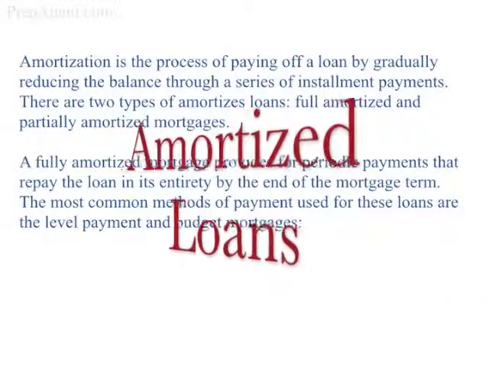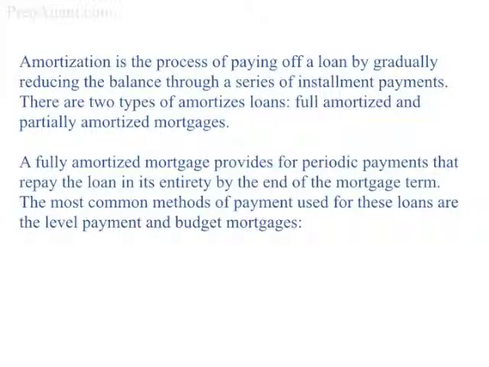Amortized loans. Amortization is the process of paying off a loan by gradually reducing the balance through a series of installment payments. There are two types of amortized loans: full amortized and partially amortized mortgages. A fully amortized mortgage provides for periodic payments that repay the loan in its entirety by the end of the mortgage term. The most common methods of payment used for these loans are the level payment and budget mortgages.